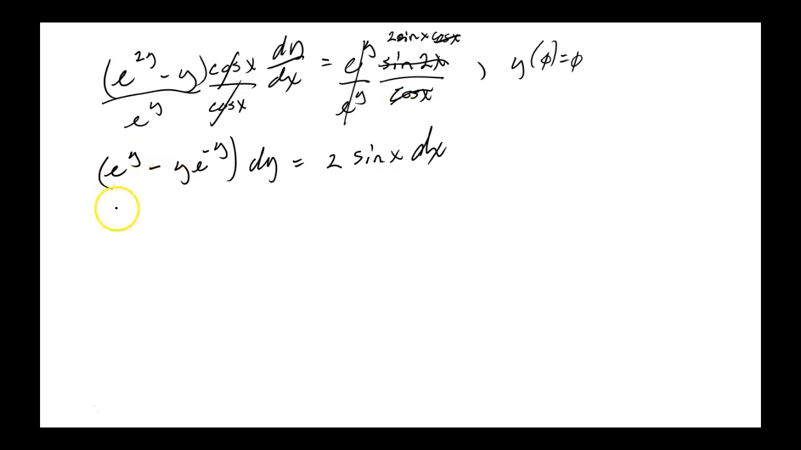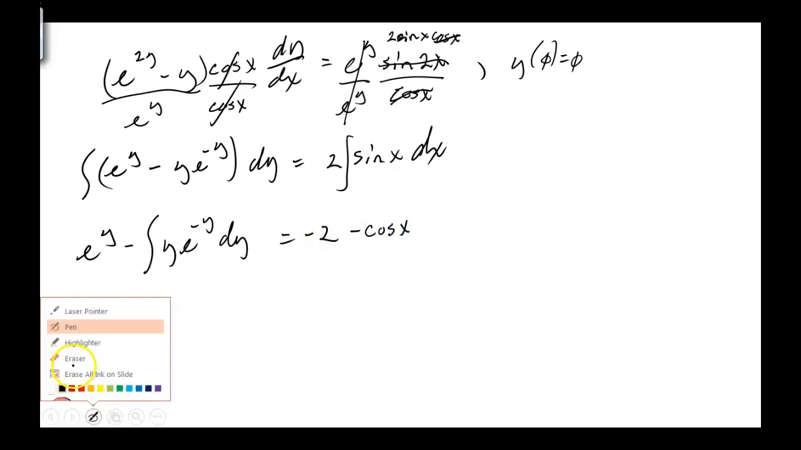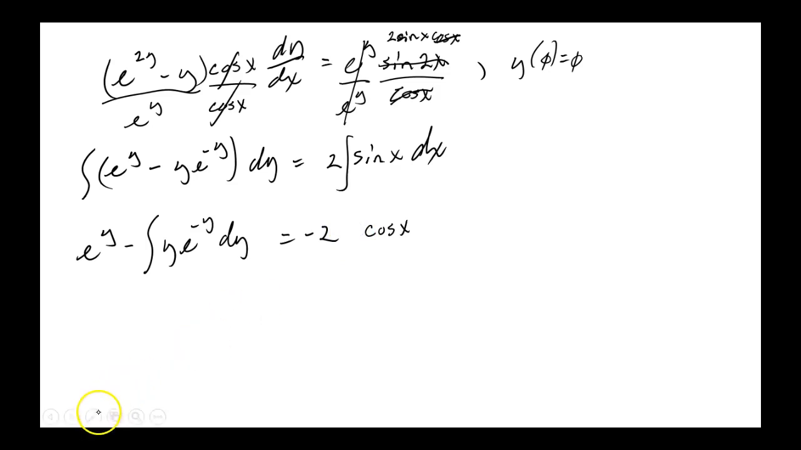All right, so let's see if we can integrate this. Integrate both sides. Okay. Now here I can do that one, e to the y. Okay, that was pretty easy. Minus the integral of y e to the minus y dy. Okay, and this is equal to 2 times the antiderivative of sine x, which is minus cosine x. Okay, so I'm going to put the minus out front and just make it cosine x. Okay, and then you have somewhere out here a plus c, and we may change that to something else later, but we're okay with it now.